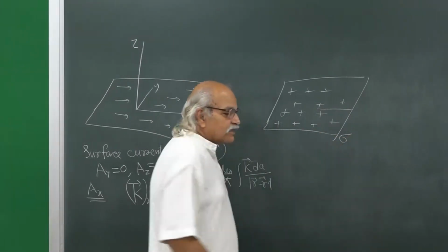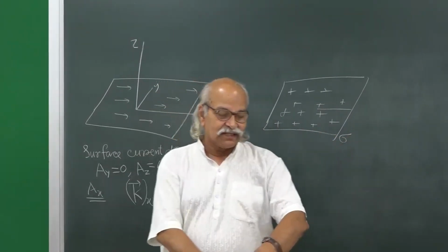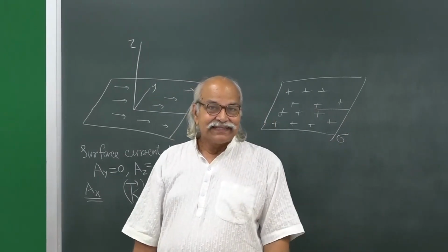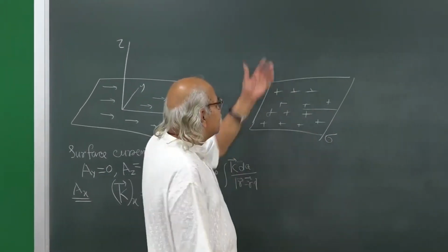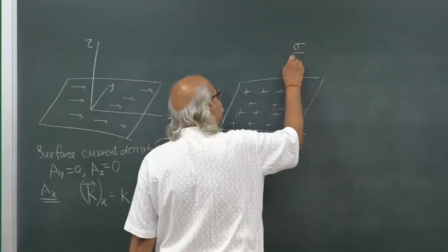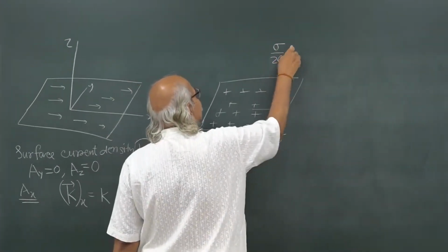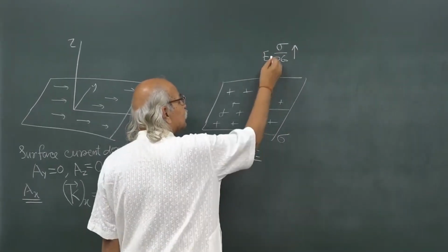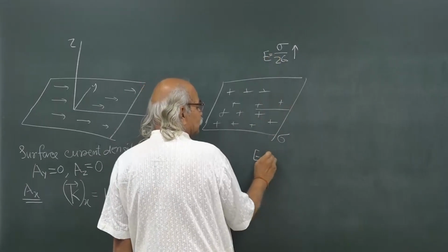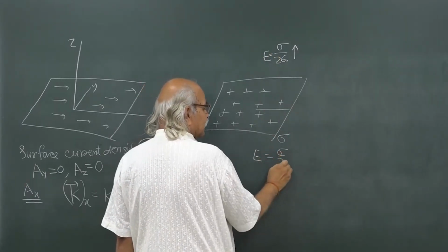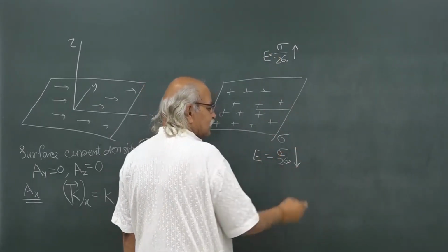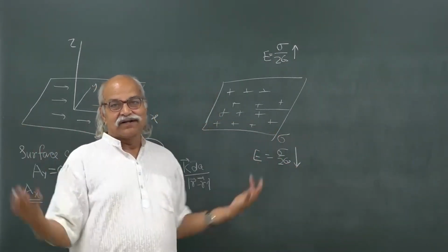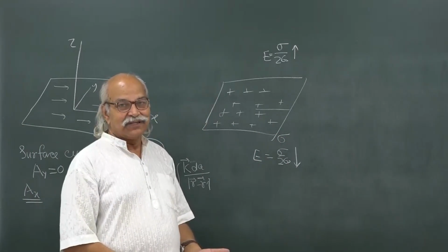If you have a large plane surface charge, with uniform surface charge density sigma, then we know the electric field on this side will be sigma over 2 epsilon naught in this direction, and below the surface it will be E equal to sigma by 2 epsilon naught in the downward direction. So, that is the electric field due to a large surface charge density on a plane.